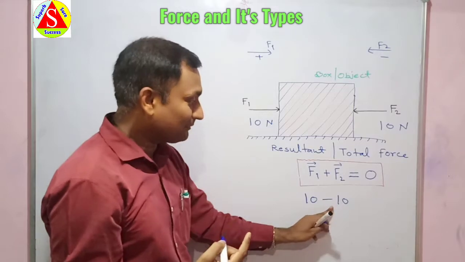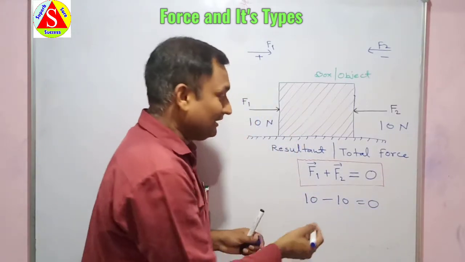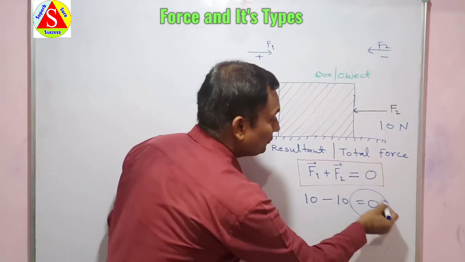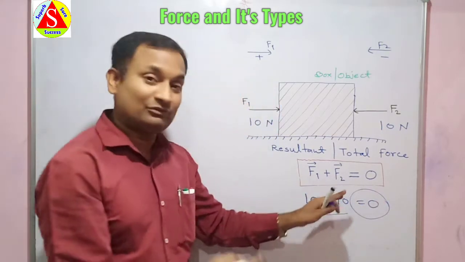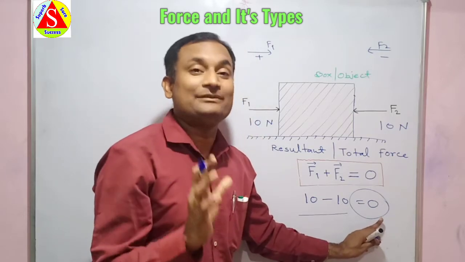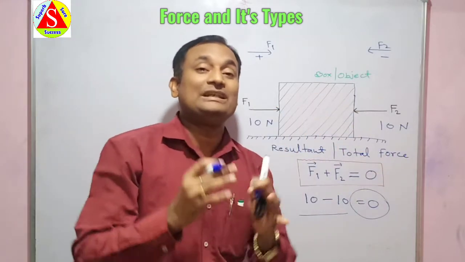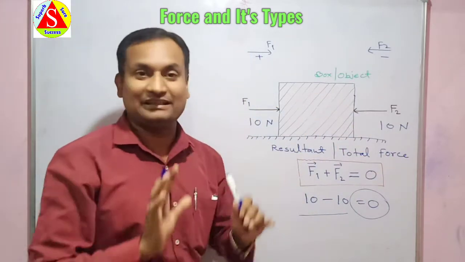Okay, so here 10 minus 10 we will have 0. So you can see here the resultant of two forces, यहाँ पे F1 और F2 इन दोनों का रिजल्टेंट क्या हुआ? टोटल या रिजल्टेंट फोर्स 0 हुआ. It means the both forces F1 and F2 are said to be balanced forces in this condition.